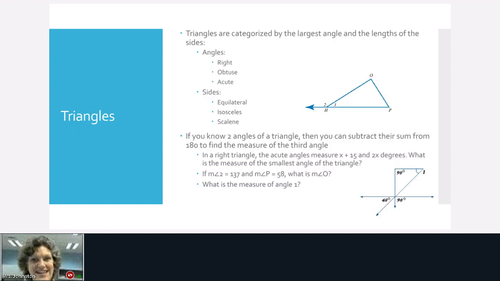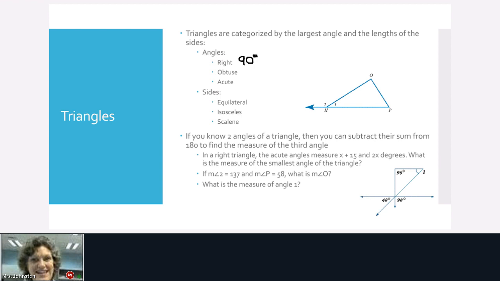Now, most everything we've done so far has been about simple calculations and some definitions, but there are some more complex problems on your test, and I wanted to go through a few of these. Now, triangles are categorized in 2 different ways. First, by their angles. If a triangle has one 90-degree angle, and it can only have one, remember, it's called a right triangle, because it has a right angle in it.